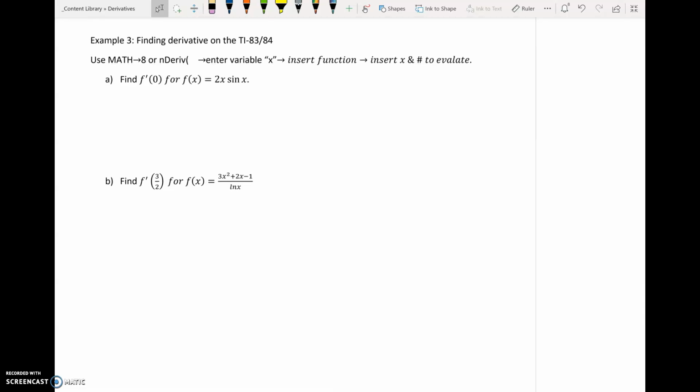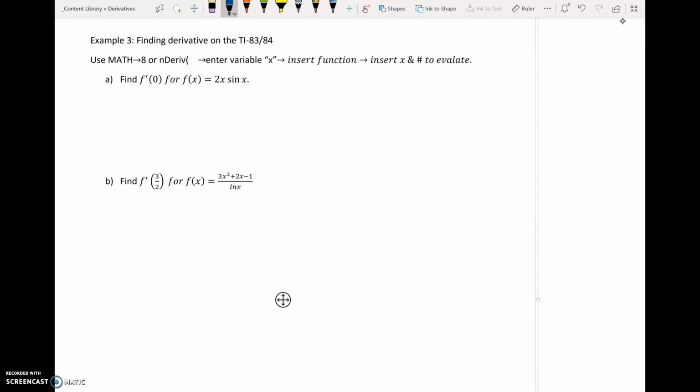And this last example is just to show you how to find the derivative of a specific derivative using your TI-83 or 84. Now, if you don't have a TI-83 or 84, I really suggest you do so you can use this on your final exam, because those are the only type of calculators, or another type of graphing calculator, that you can use. Cell phones won't be allowed on the exam at all.